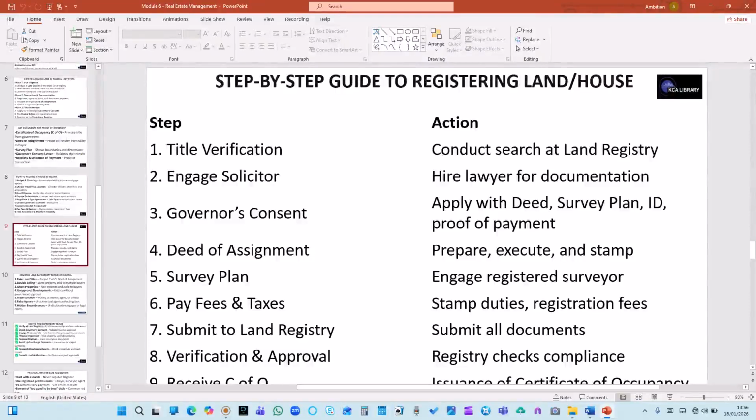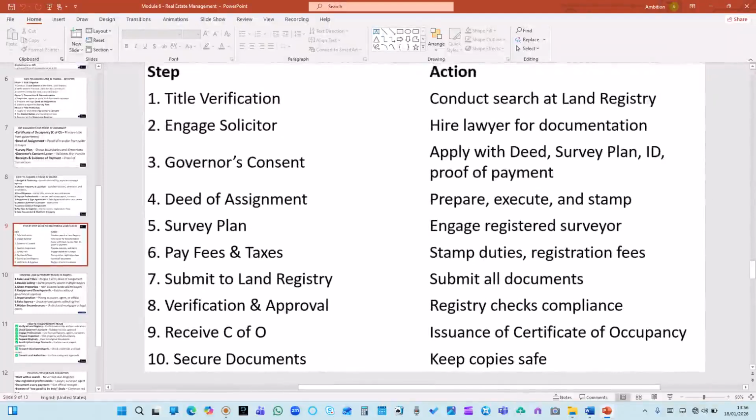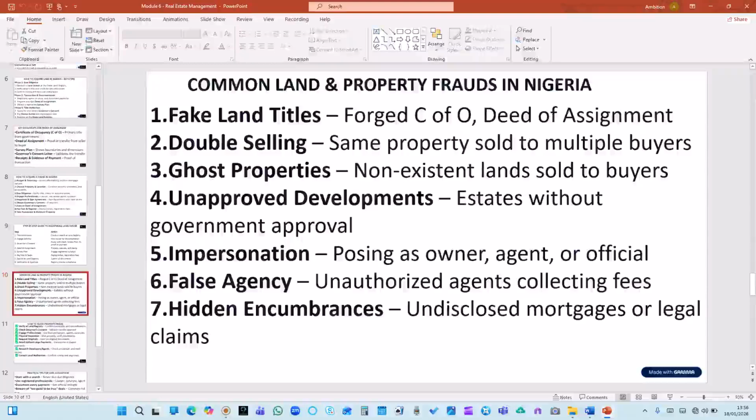Then the number 8 step is verification and approval. So once the submitted documents have been verified and approved at the state level, then they will issue you a certificate of ownership, certificate of occupancy. Then number 10 step is secure your document. So you now keep all the copies of your documents in a safe place. So having done that, let us look at common land and property fraud in Nigeria.